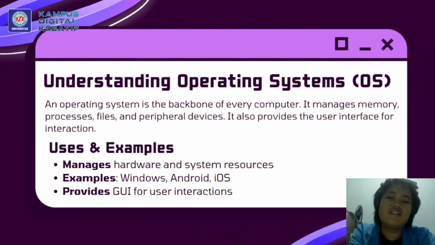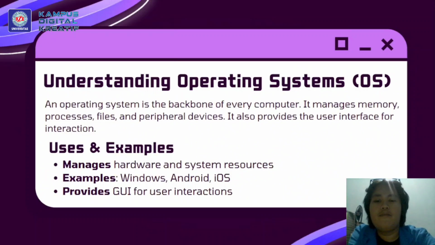Understanding operating systems. An operating system is the backbone of every computer. It manages memory, processes, files, and peripheral devices. It also provides the user interface for interactions. Uses and examples. Manage hardware and system resources. Examples of operating systems are Windows, Android, and iOS. And it provides a GUI for user interactions.